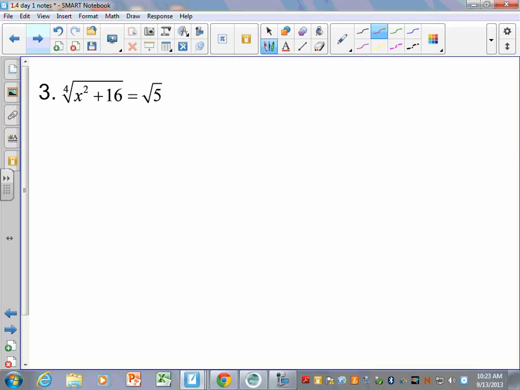So if you see two roots in the same problem, my advice to you is get rid of the bigger root first. Like you have a fourth root and a square root. Let's get rid of the fourth root, and then hopefully magic will occur, or math, and the square root will disappear too. So how am I going to get rid of a fourth root? Fourth power. But if I fourth power that side, I got to fourth power that side.